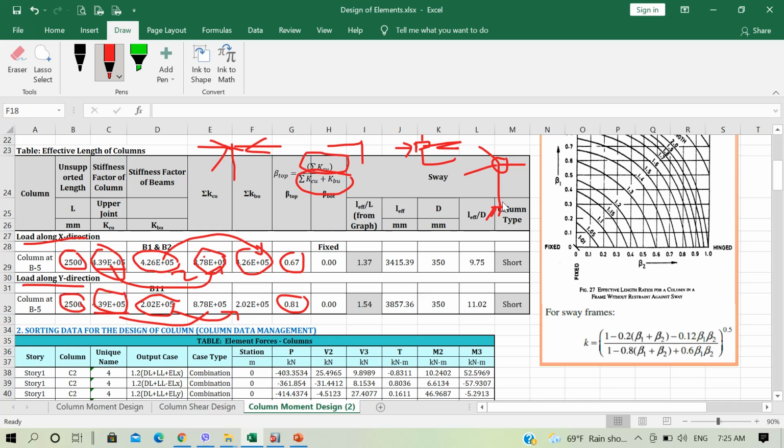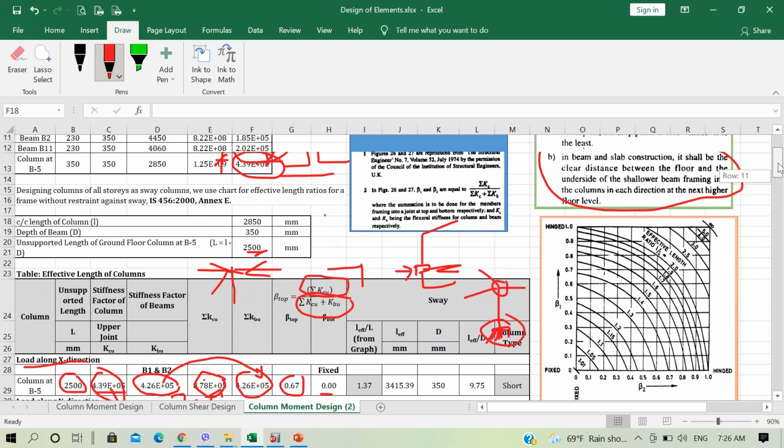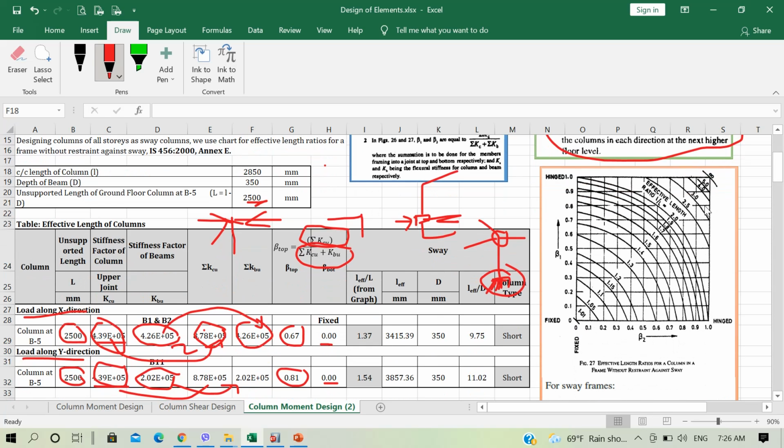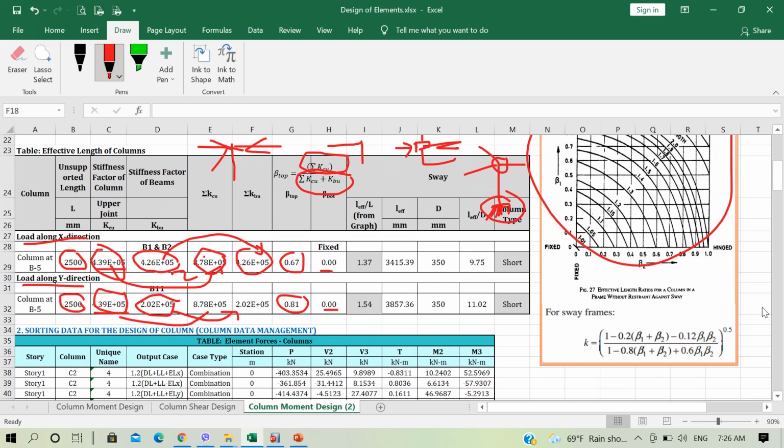While at the bottom, since this end is fixed, we suppose that our stiffness factor for beams is infinite at the base. For that we get beta at bottom to be 0, since this infinite value will be at the denominator. Now after finding these values, you have to find the value of L effective by L from graph, either from this graph, or we also have a formula for this graph which is here.